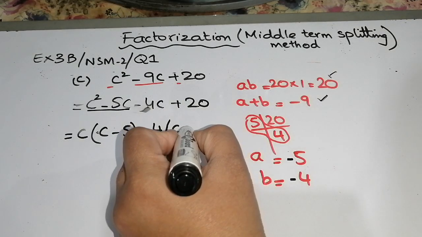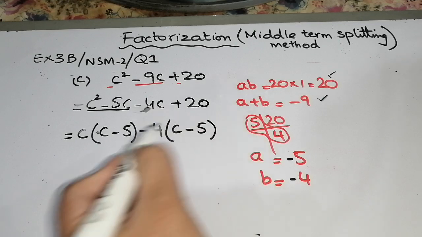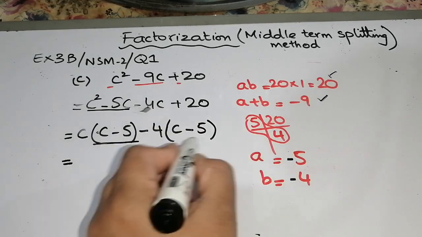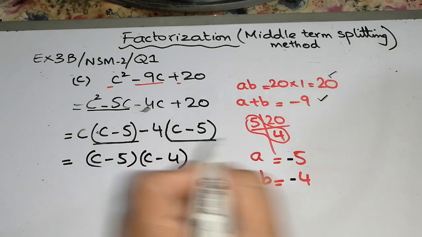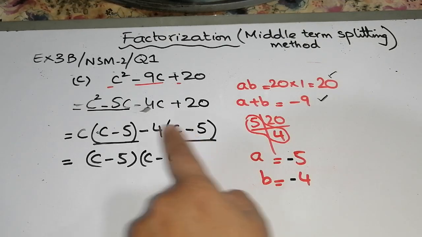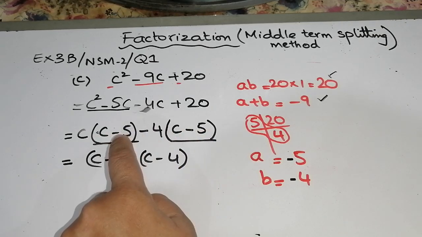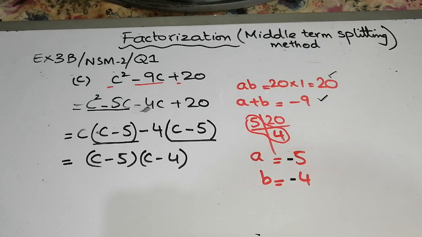Now this plus 20 will be changed into minus, and as we are taking out 4, 4 into 5 is 20. So this is left. So I can take c minus 5 common. So c minus 5 multiplied by c minus 4. This is my answer. There is a quick way of checking whether you are doing the factorization correctly or not: this step when you are taking out the common the second time. You can see that both terms should have the same common in the bracket. If your common is not coming the same, it means you are making a mistake while splitting the middle term.